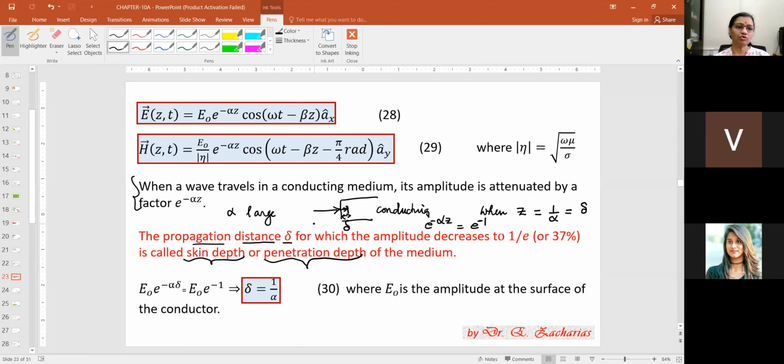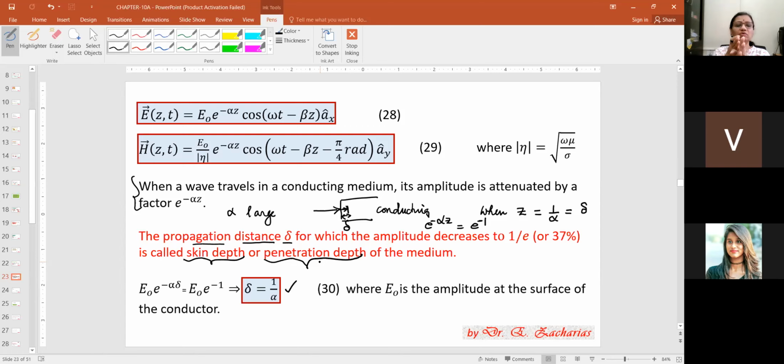Delta is going to be small because alpha is large. So delta equals 1 by alpha, and that is the depth into which you can practically consider that the wave is entering. After that it becomes so small that you can practically say there is no transmission happening. Skin itself means thin. It is called skin depth because within a body, if you try to send an electromagnetic wave, it is only able to enter a small distance, delta, and beyond that it is not going.